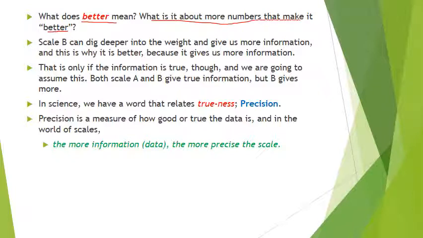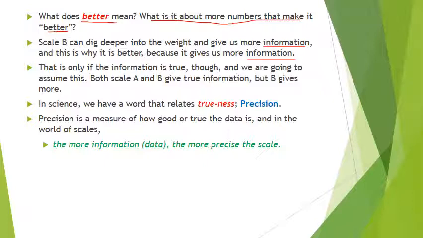Scale B, in essence, can dig deeper into the weight and give us more information. What it's doing is this: you have a hole, and scale A is telling me I always got this much information. Scale B digs deeper. It says, hey, I got this much more information. So every time it throws out a pile of numbers, those numbers tell us something better about the information. So scale B digs deeper in the weight and gives us more information. And this is why it's better.